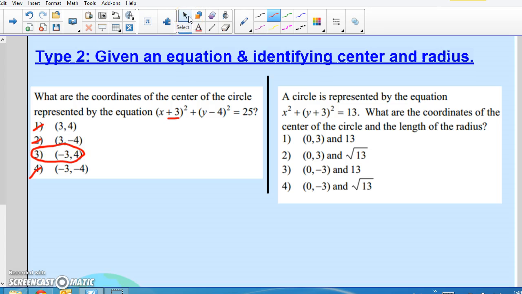See if you guys on your own can figure out the answer to the second one on the right-hand side, and we'll go over that answer Monday.